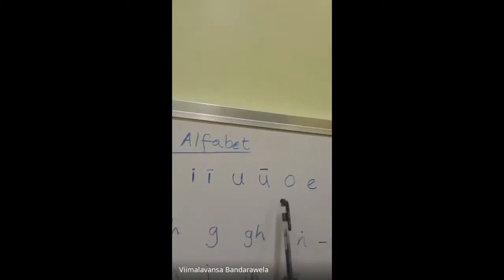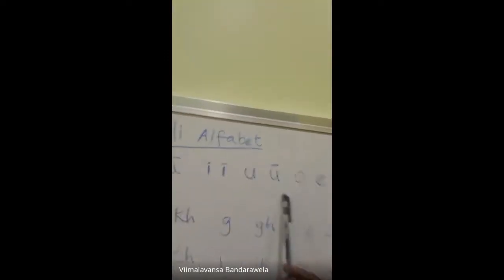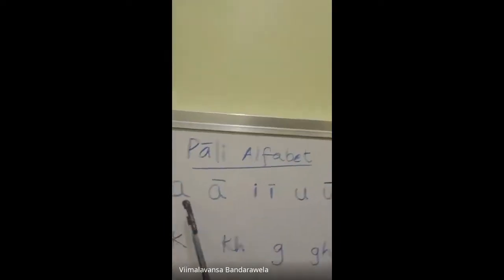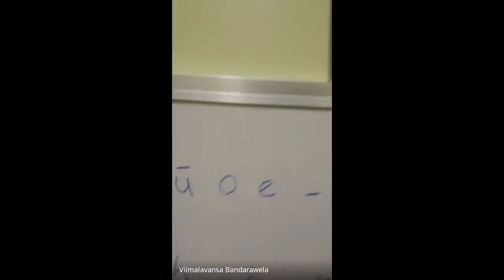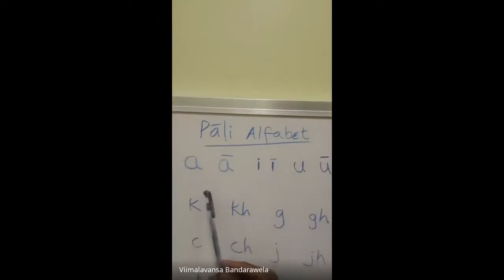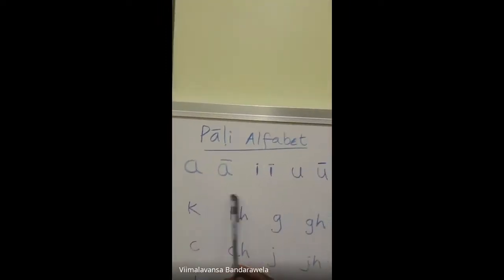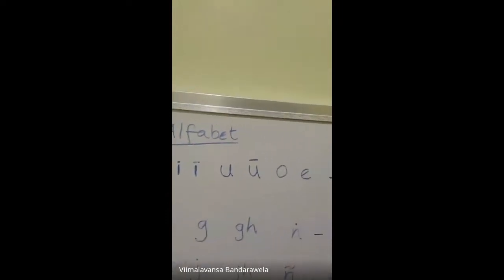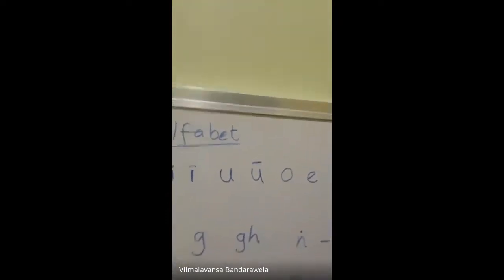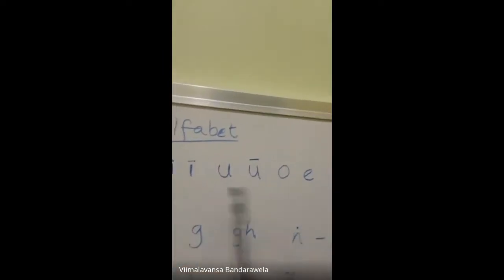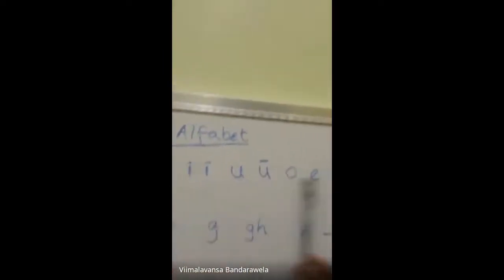So I'm following the Roman letters. You have 8 vowels for the Pali alphabet. This is according to the alphabet of Venerable Mahakachayana, the Arahant. So all of you want to write this down. There are 8 vowels.